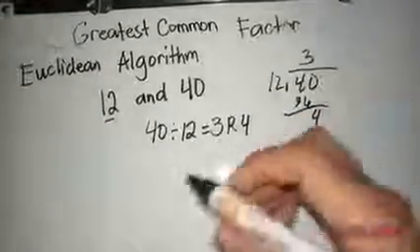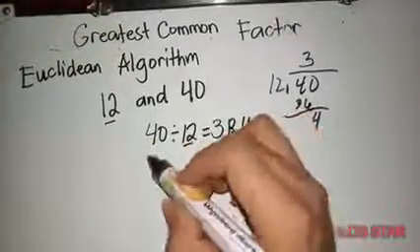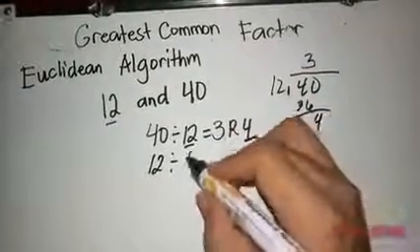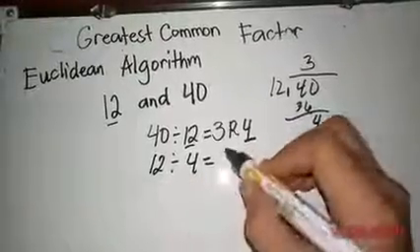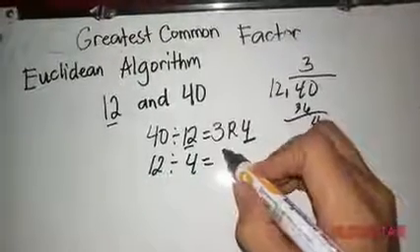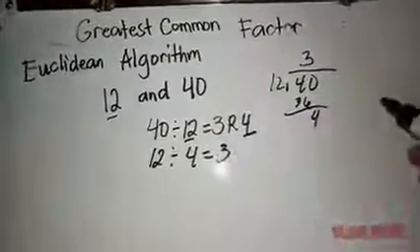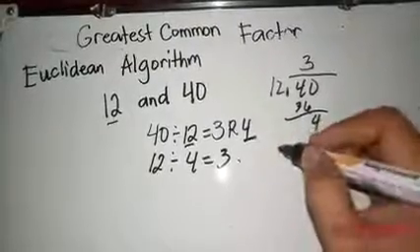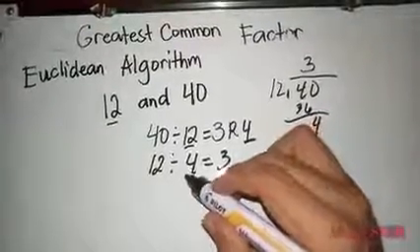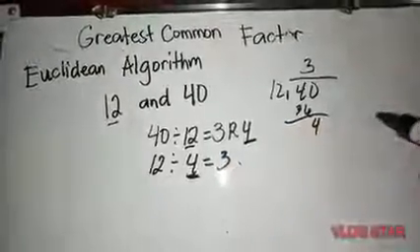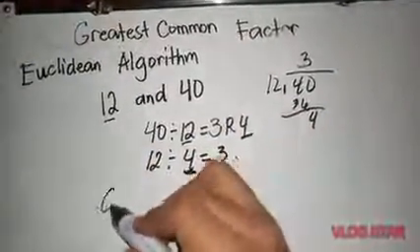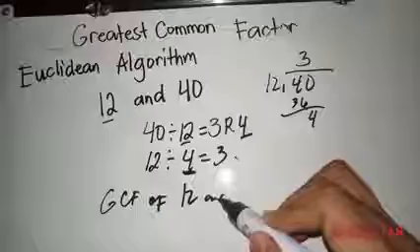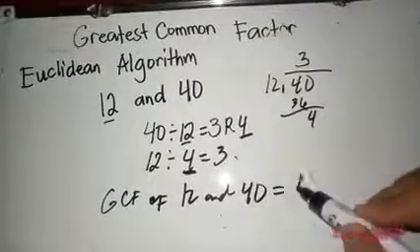In the next step, the divisor will serve as the dividend, divided by the remainder. So 12 divided by 4 is 3. If there is no remainder, this is the end of the process. The last divisor will be the greatest common factor of the two numbers. So the GCF of 12 and 40 is 4.